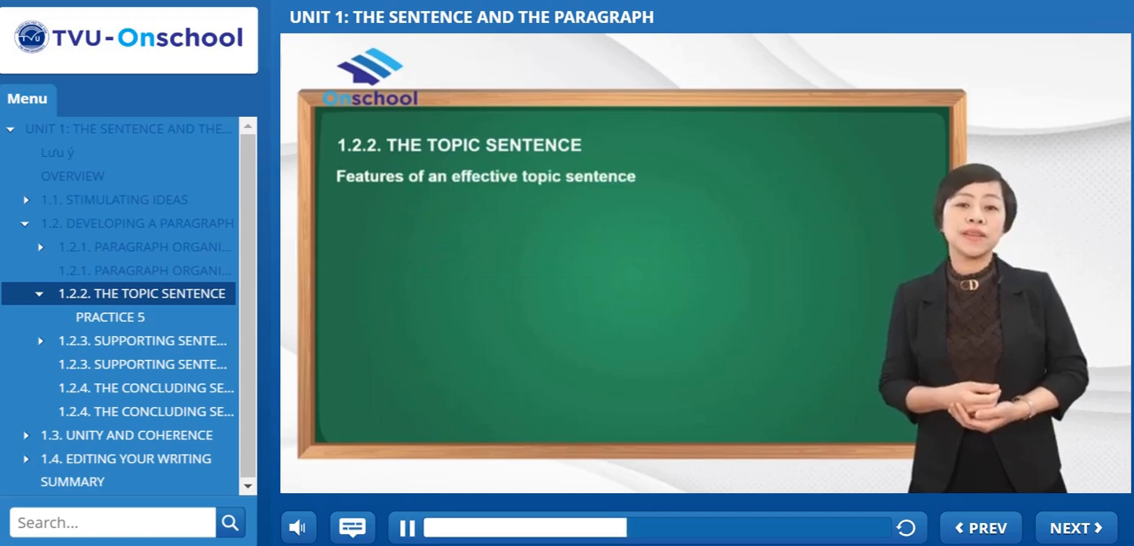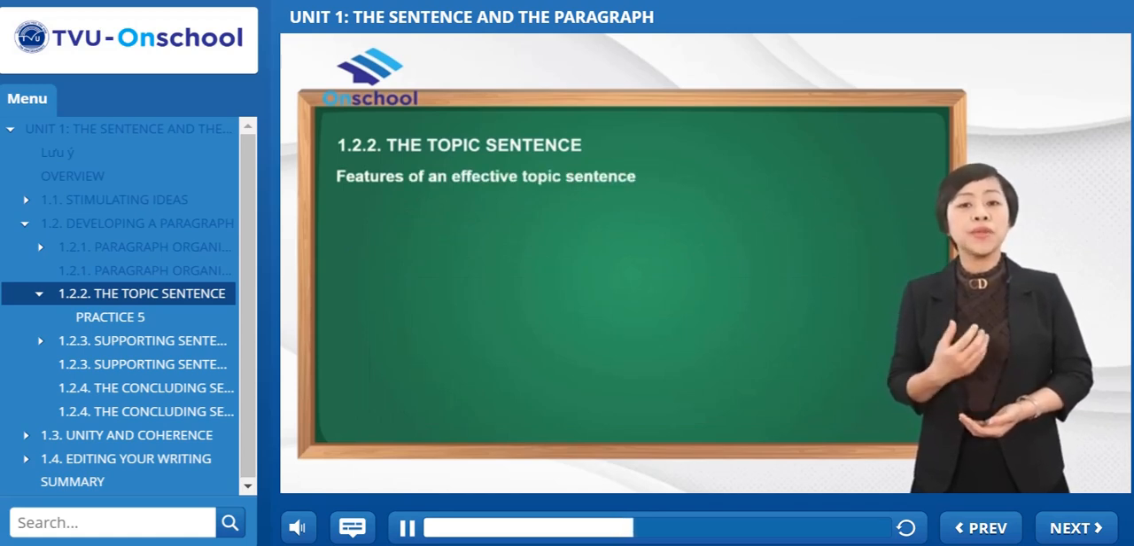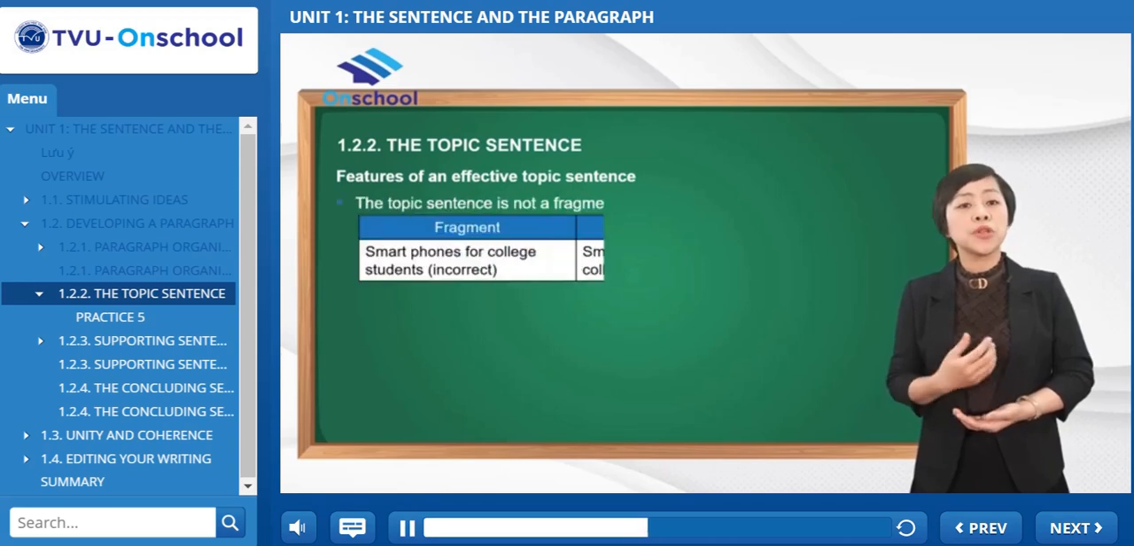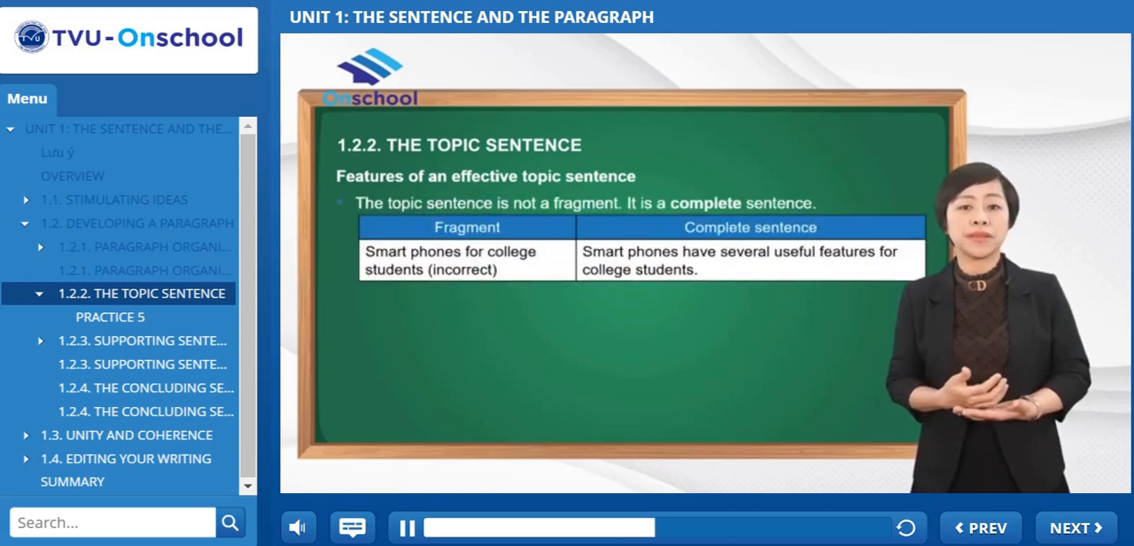In order to write an effective topic sentence, you need to bear in mind the following features. Firstly, the topic sentence is not a fragment, it is a complete sentence. For example here, on the left-hand side, you can see that the topic sentence is a fragment because it doesn't have the verb. And on the right-hand side, it is a complete sentence.